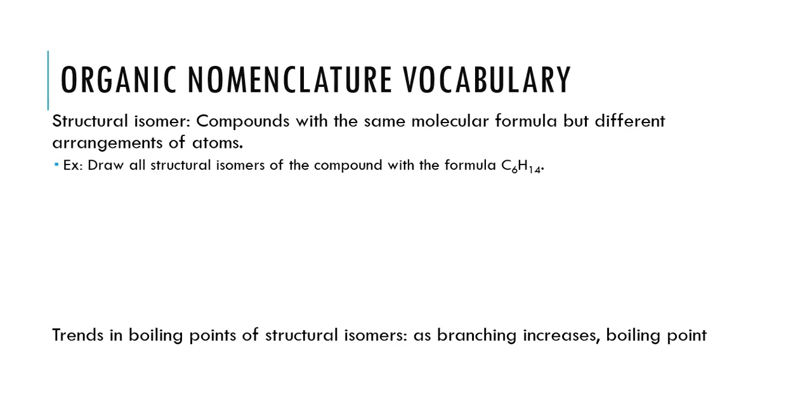One of the words that you've heard me use is structural formula. That means that I'm drawing out the formula, showing every single bond. A structural isomer is a compound with the same molecular formula but a different arrangement of atoms. So let's think about trying to draw all the structural isomers of the compound with the formula C6H14.